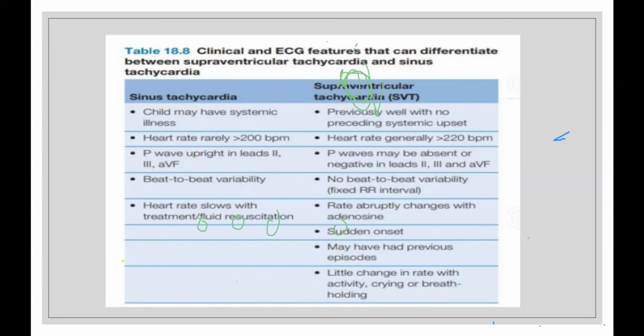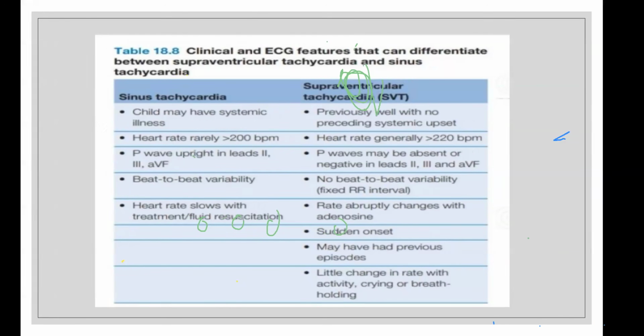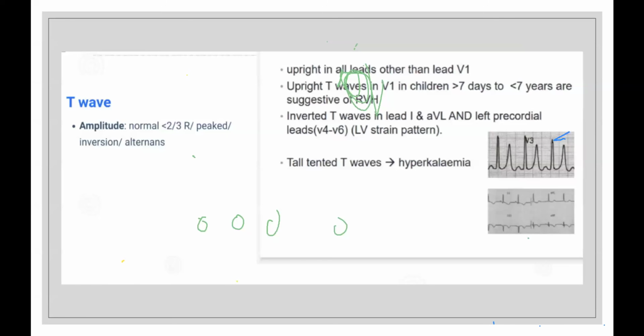And you may have a history of palpitation and situations like that, and there is little change in rate with activity or crying. So the sinus tachycardia shoots up quickly with crying, but the tachycardia of SVT is not affected that much by crying, okay?